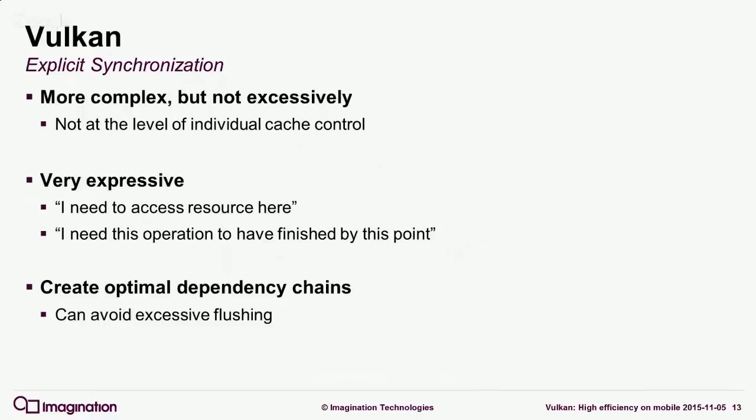And the idea is that the application can create quite optimal dependency chains. And if an app is quite savvy at this, you end up avoiding a lot of the flushing you might have had to do in OpenGL and improving performance perhaps quite a lot.